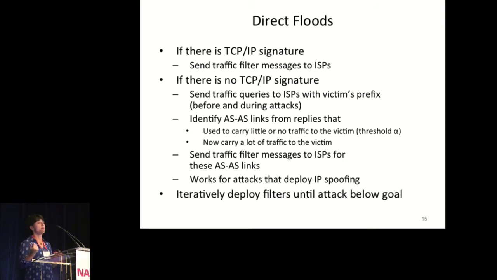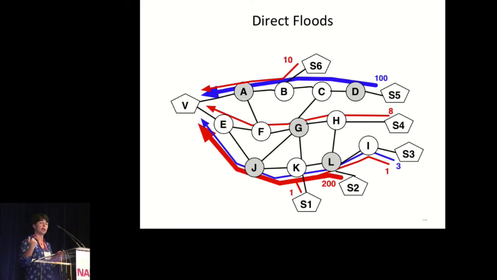If there is no TCP/IP signature, traffic is coming from everywhere, and it's hard to separate legitimate from the attack. The victim can use SENSS to identify links between the neighbors of the SENSS deploying ISP and that ISP. So it identifies the AS to AS links that carried little traffic to the victim prior to the attack and now carry a lot. And these links are prime candidates for filtering because they are likely to carry most of the attack. I will illustrate this with an example.